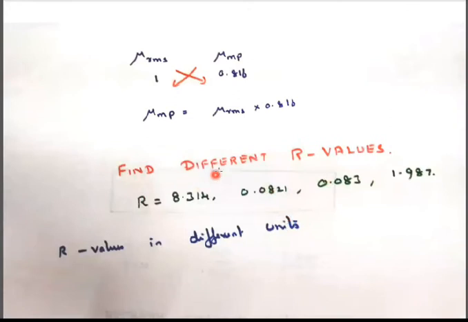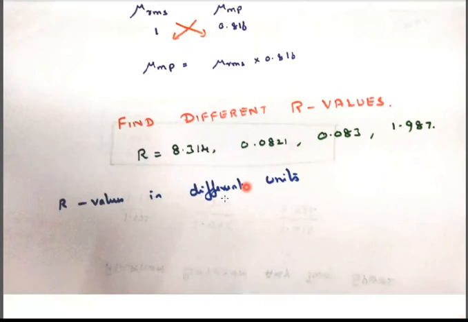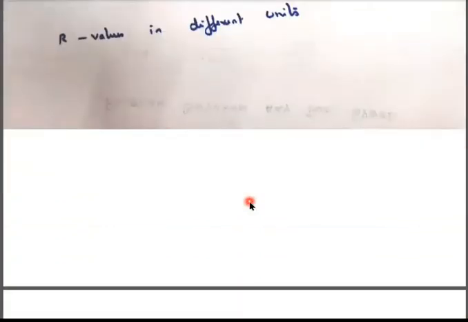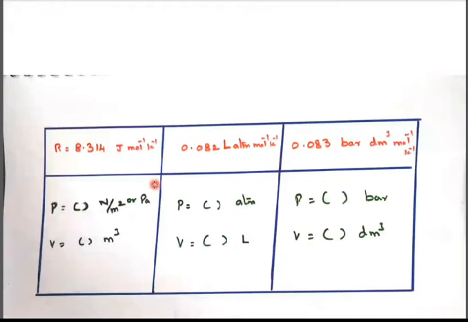To find the different R values: R is 8.314 joule per Kelvin per mole, 0.0821 is in liter atmosphere, 0.083 is in bar decimeter cube, and 1.987 is in calories. Let us see this R value in different units in terms of pressure and volume. If R is 8.314 joule per mole per Kelvin, pressure is to be in Newton per meter square or Pascal, and volume is to be in meter cube.